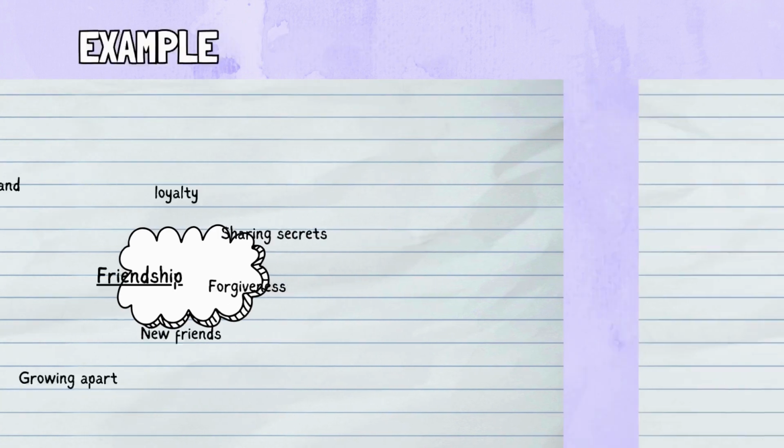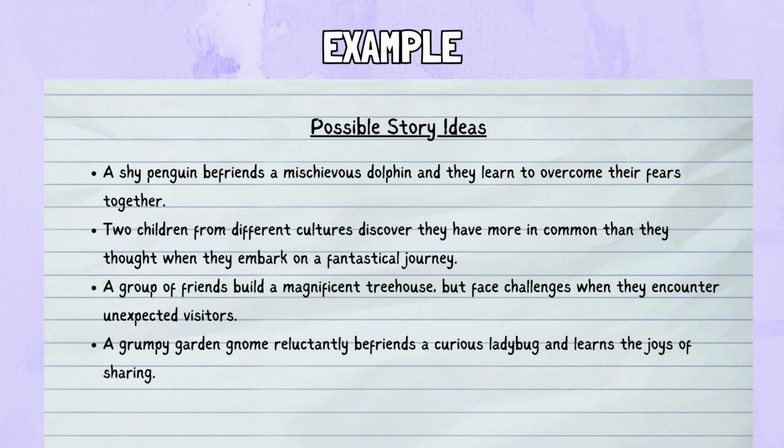After our brainstorming session, we came up with the following possible story ideas. A shy penguin befriends a mischievous dolphin, and they learn to overcome their fears together. Two children from different cultures discover they have more in common than they thought when they embark on an adventurous journey. And finally, a group of friends build a magnificent treehouse, but face challenges when they encounter unexpected visitors. These are just a few examples, and the possibilities are endless. Remember, the key is to let your imagination run wild and enjoy the process of discovering unique and captivating ideas.